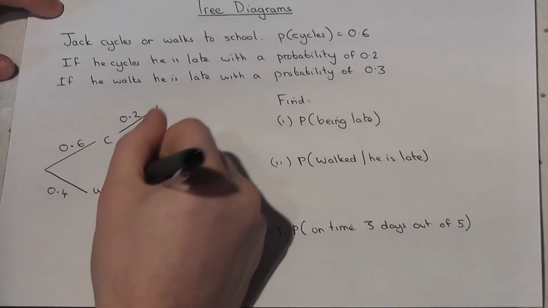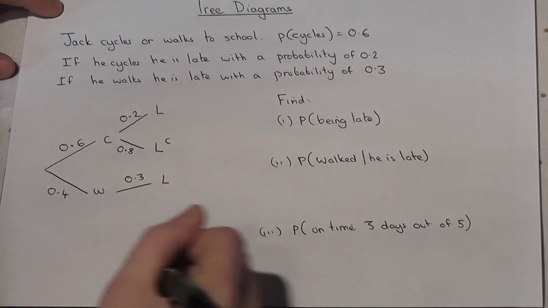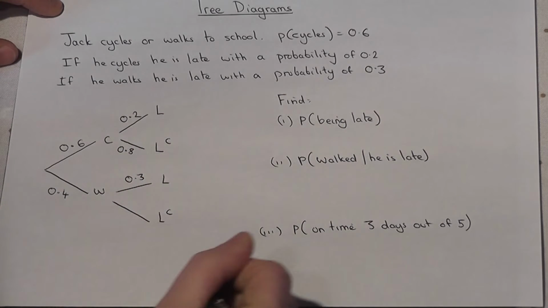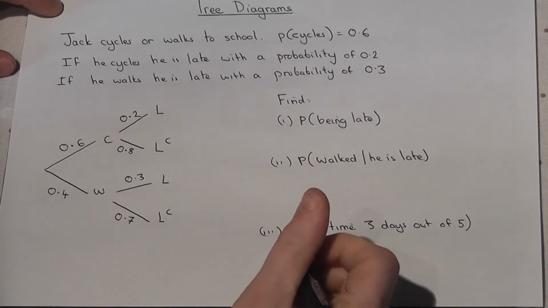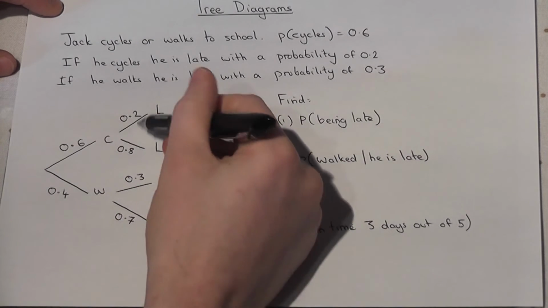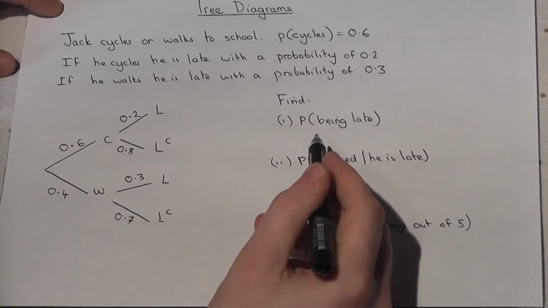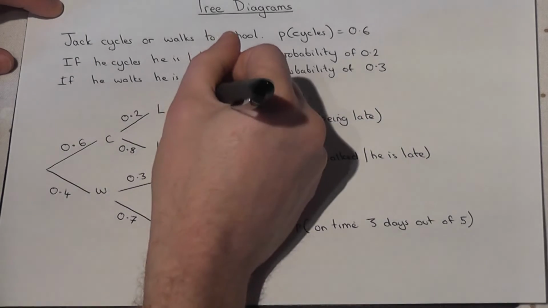Then if he walks, he is late with a chance of 0.3. But if he walks, then he is therefore not late with a chance of 0.7. The chance he is late depends upon whether he cycles or walks. We can then find the chance of each of the routes through the tree diagram.